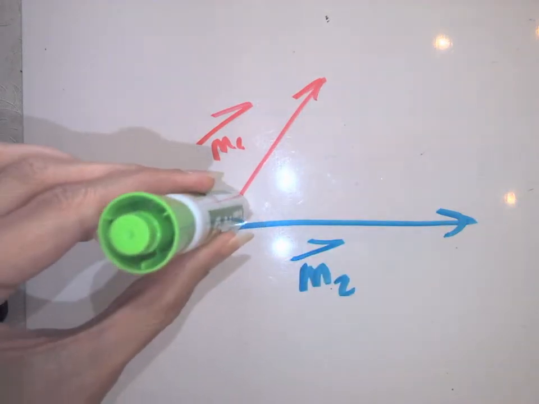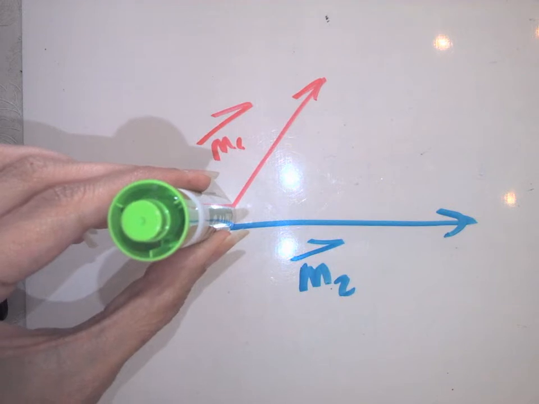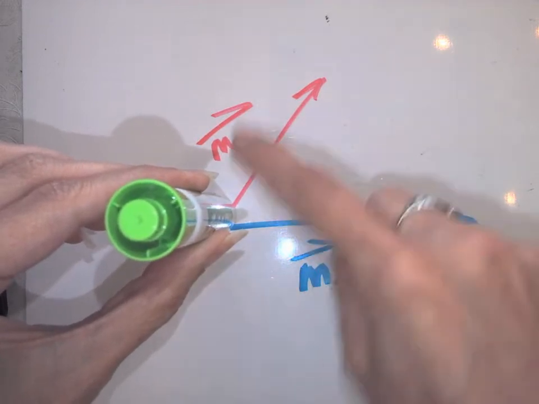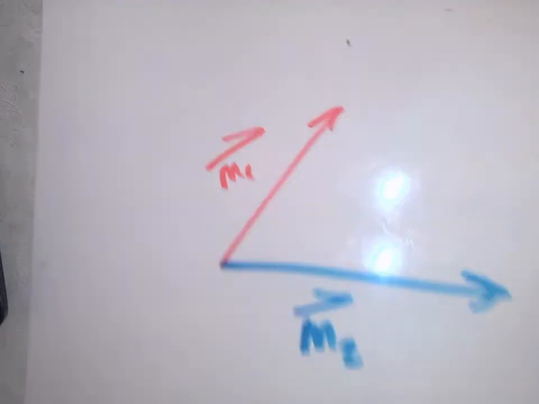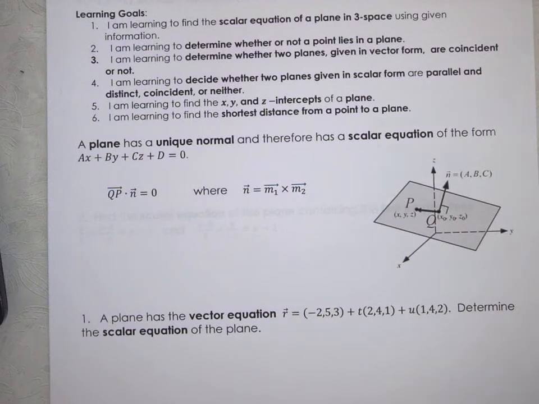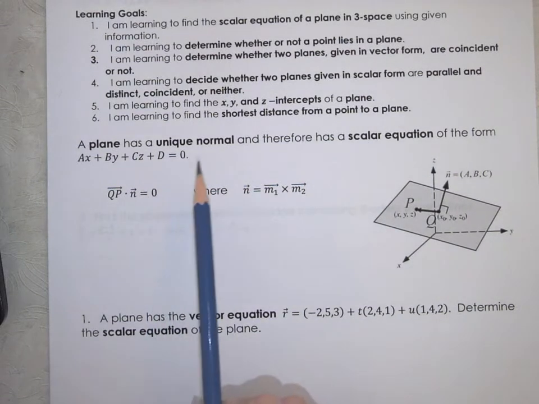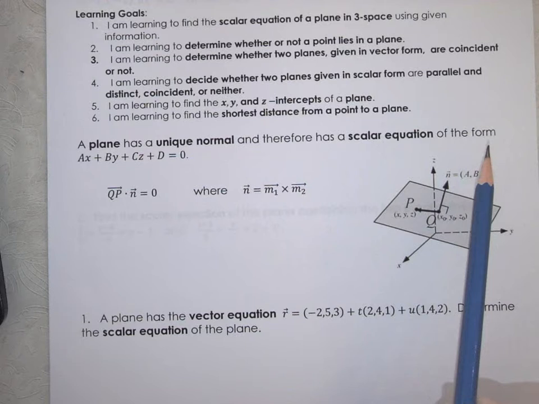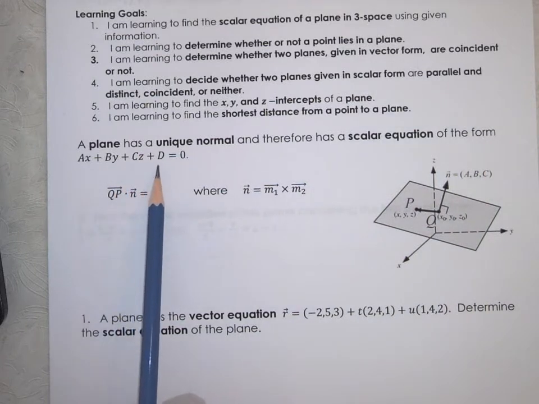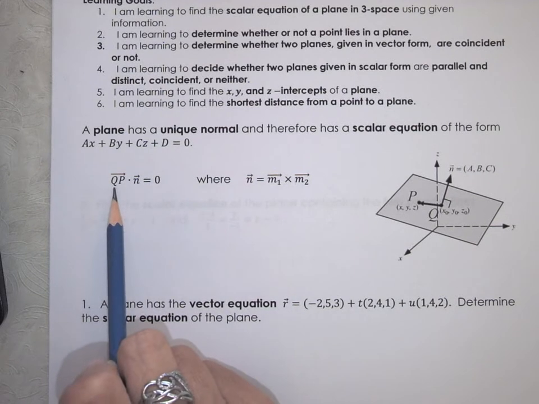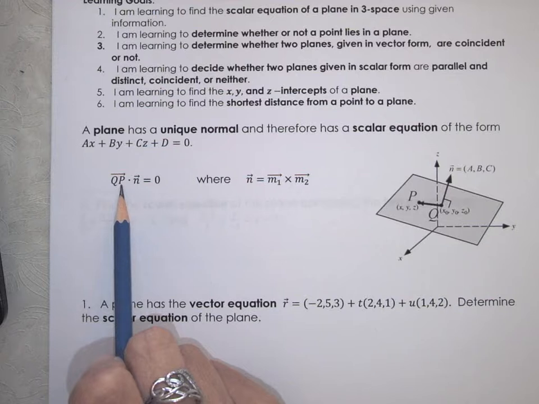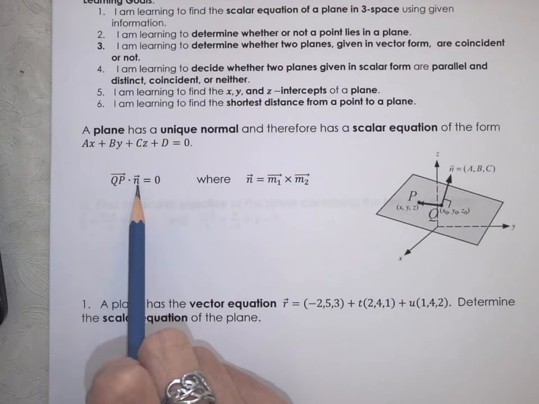Okay, so a plane does have a unique normal, a direction that is perpendicular to the two directions that define the plane in the vector equation. So that's kind of what I've got drawn here. So a plane has a unique normal and therefore it has a scalar equation of the form ax plus by plus cz plus d is 0. It can be found using QP dot n equals 0, where Q is a point we know in the plane, P is our generic point x, y, z, and n is a normal to the plane.